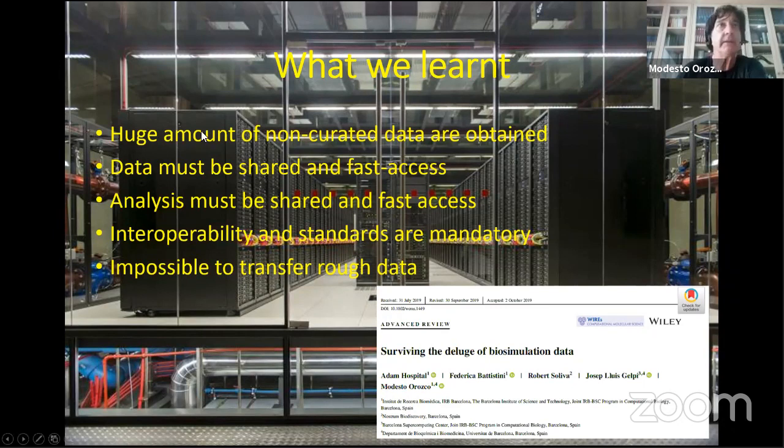By the way, I must say that some of these problems we already anticipated, and I suggest you take a look at this review we published a few months ago, actually explaining the problems of managing huge amounts of data. And unfortunately, we found that all our predictions about the problems were real.